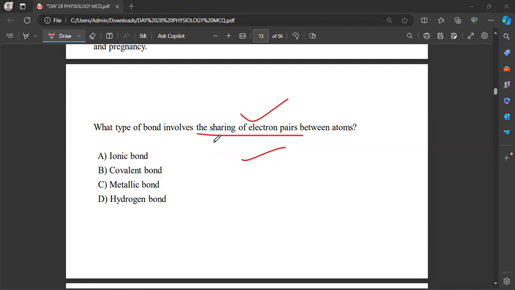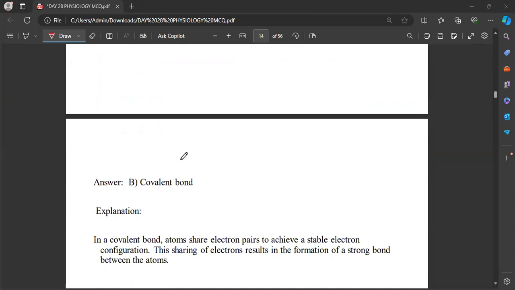Here I didn't say anything about a transfer of electron pairs. Here the question says the sharing of electrons. Okay, don't get confused. Now give me the correct answer. That will be the covalent bond.